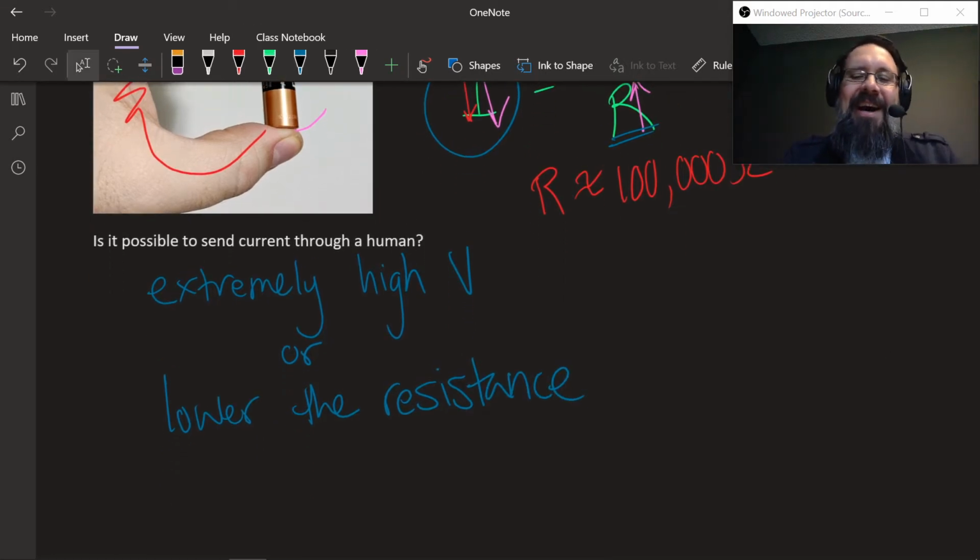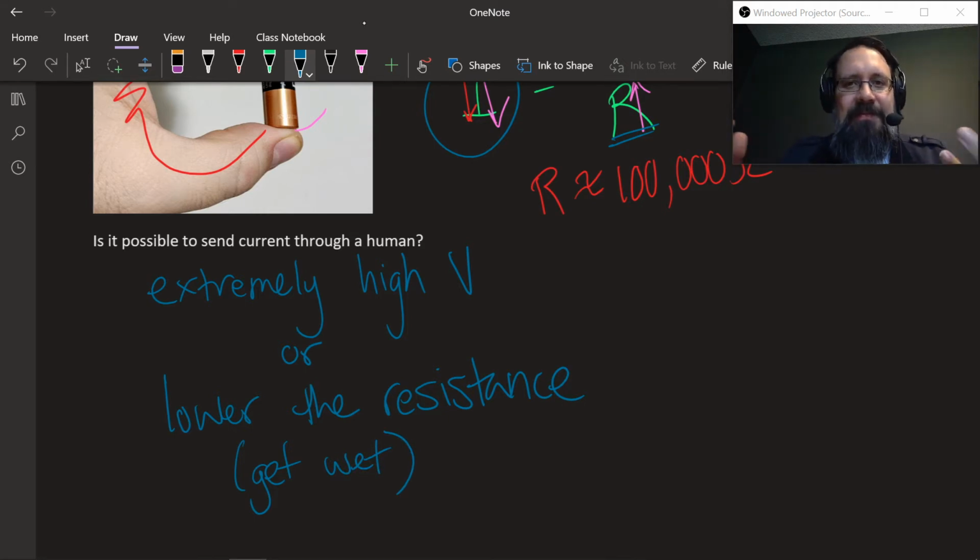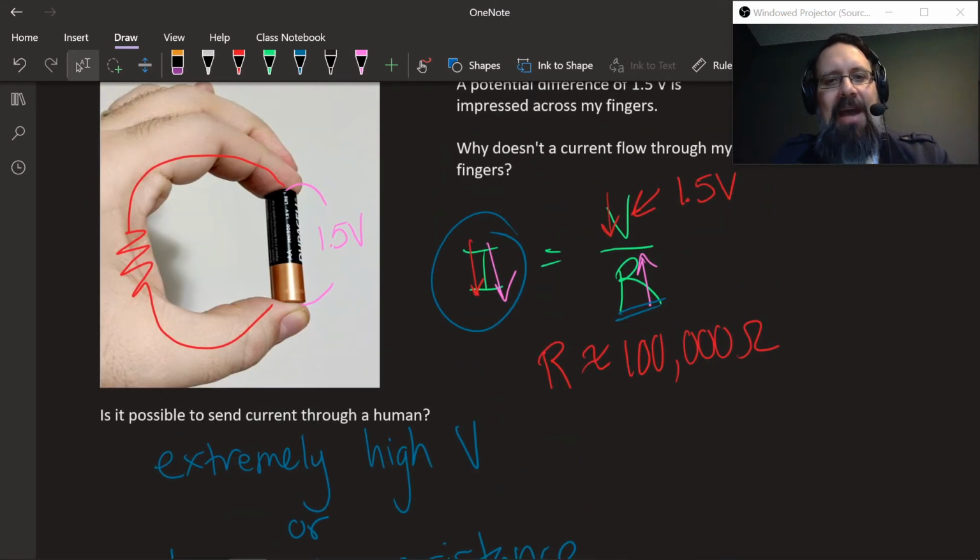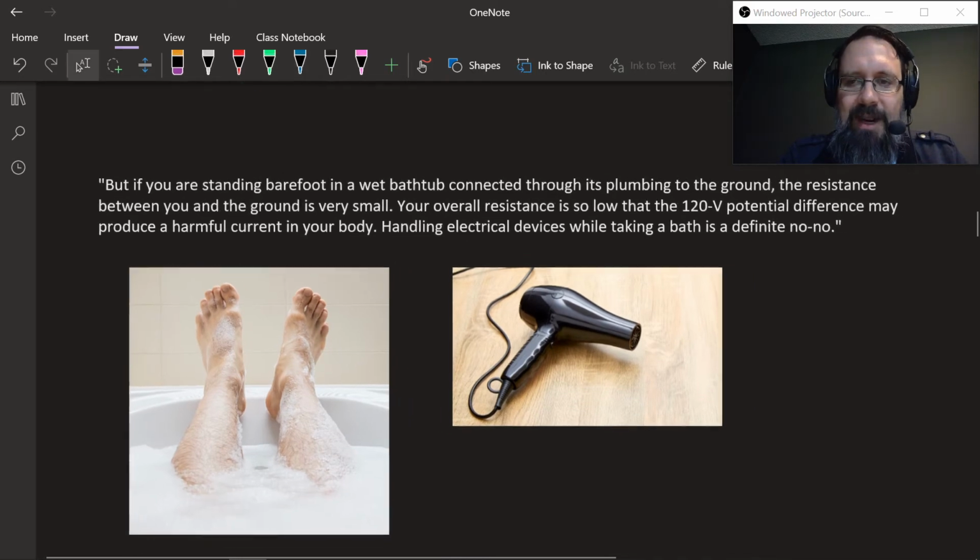Please don't. The way that you lower your resistance is you just get wet. If you get wet, the salts from your sweat dissolve into the water, and salts are really good conductors. So now you have a layer of salt water surrounding you, and current can actually flow through you. If I grabbed this battery while my hands were wet, it's possible that my resistance would be lowered to where I could feel a tingling sensation. And if you increase the voltage higher and higher, it could be enough to actually shock you.